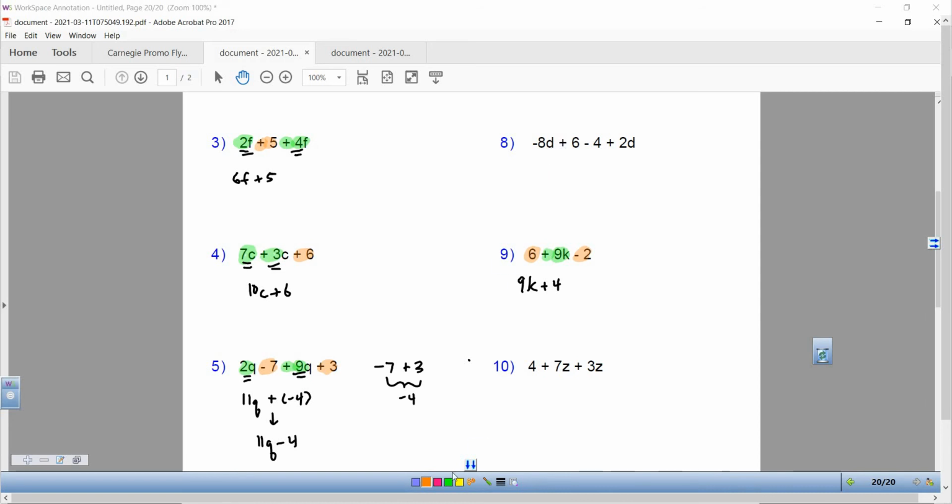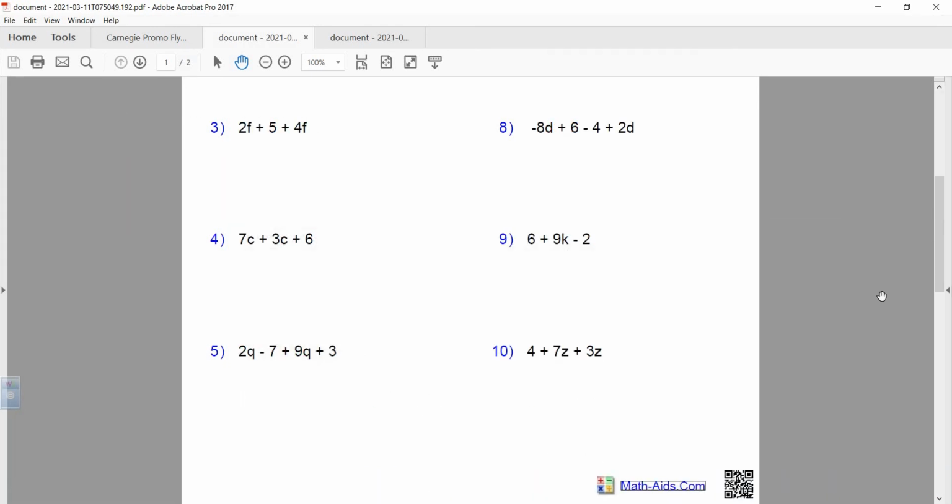What about this one up here? Let's take a look at what we have. We've got a negative 8d, and then we've got a plus 2d. And then here we have a plus 6 and a subtraction of 4. So I've got 8 negatives and 2 positives. That's going to give me 6 negatives, so negative 6d. I could think of this as 6 positives plus 4 negatives. That's going to give me 2 positives. Again, when you have more positives, you end up with addition. When you have more negatives, we write it as subtraction.